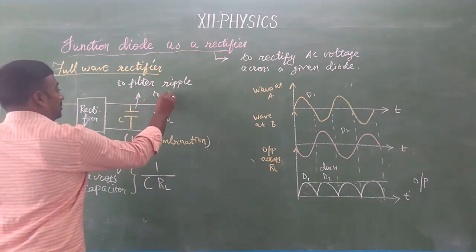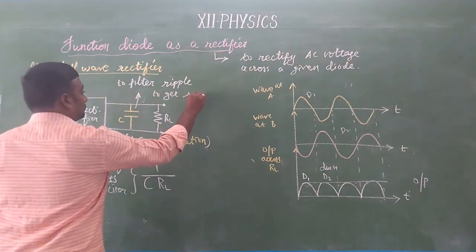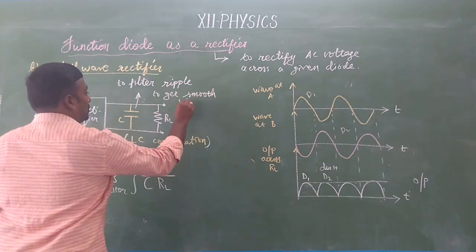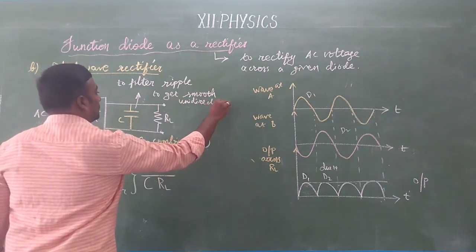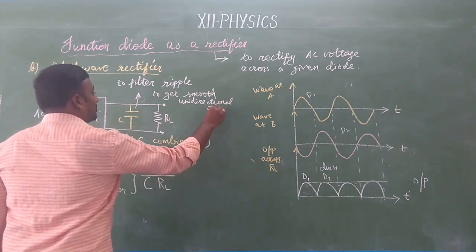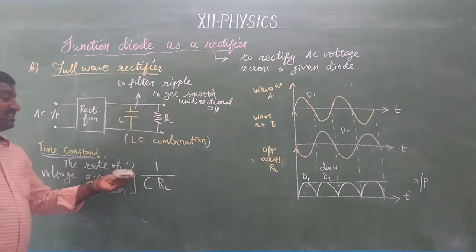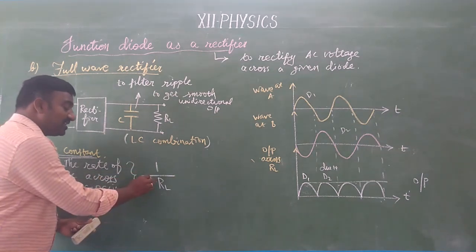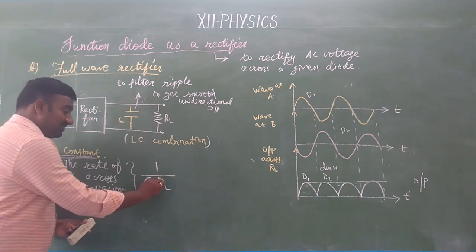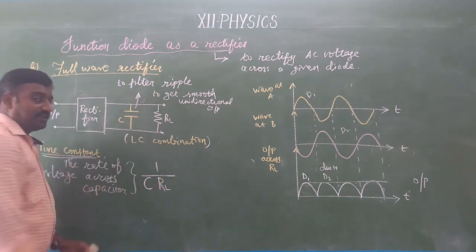Also, to get a smooth, uniform or unidirectional output, we have the capacitor combination. Within it, the time constant plays an important role. The time constant is nothing but the rate of voltage across the capacitor, which is inversely proportional to the product of the capacitance value and the load resistance value. Okay.